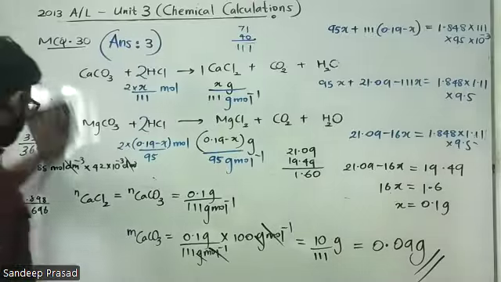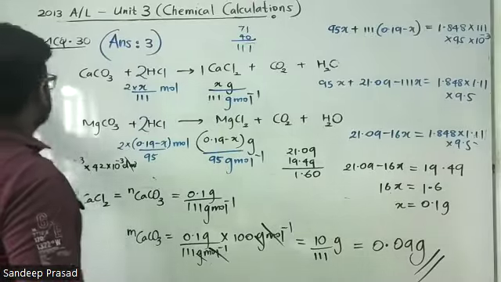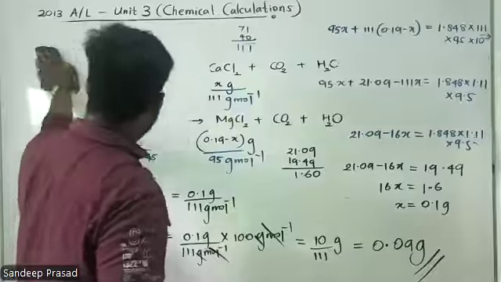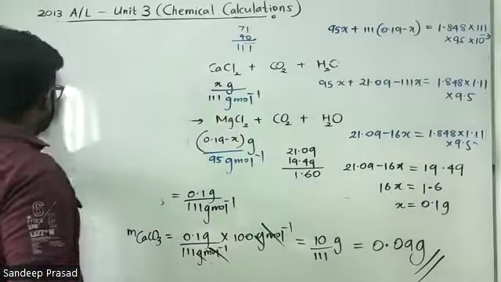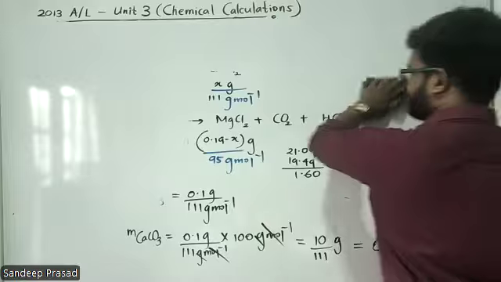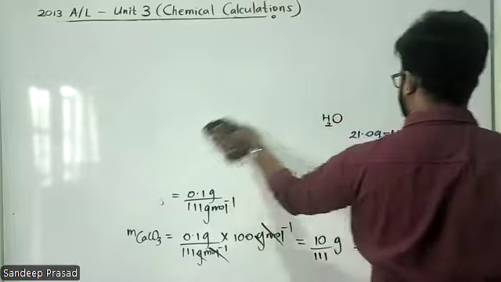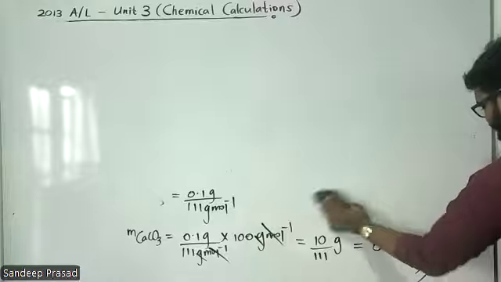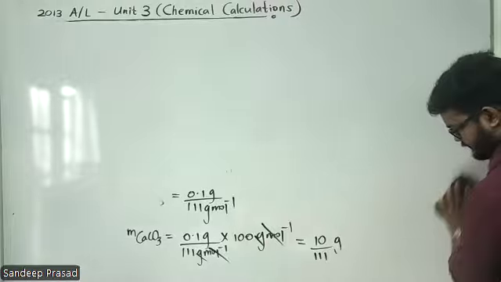Right, okay. Now let's move to the essay paper. So these are the MCQs that they have given from chemical calculations. Now let's move to the essay paper. In the essay paper, we have two questions. Question number 8, part C, and question number 10, part B.